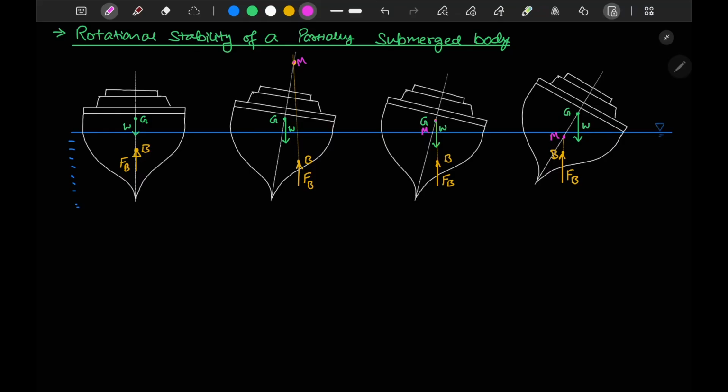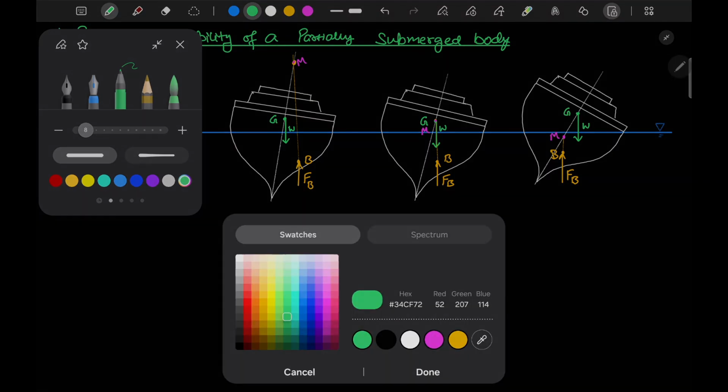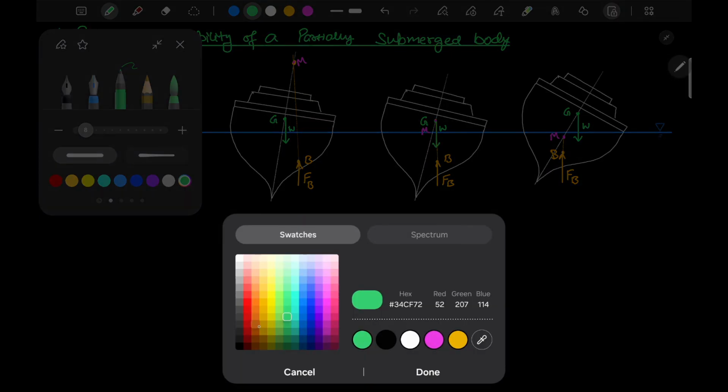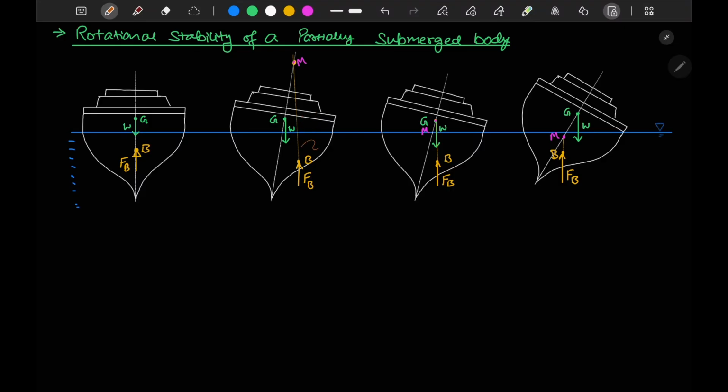Now we will see how the restoring torque is acting. Here the weight is acting in the downward direction, so this will be your couple in this direction. The ship is tilting in this direction, and the restoring couple is in this direction. So this is your restoring couple.